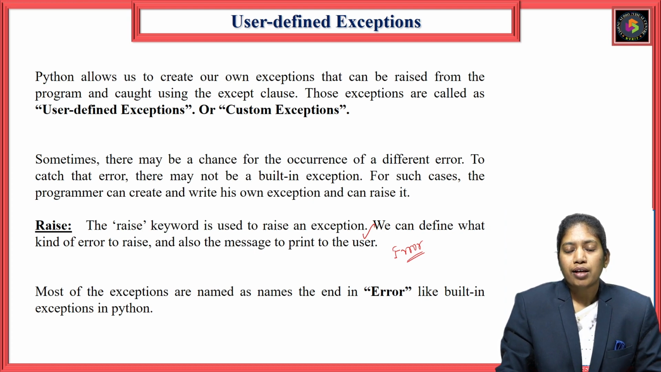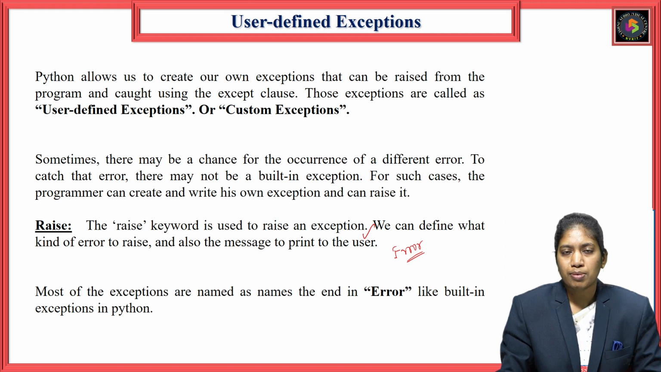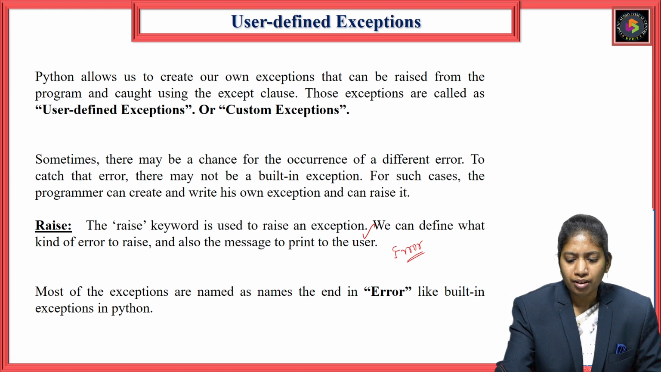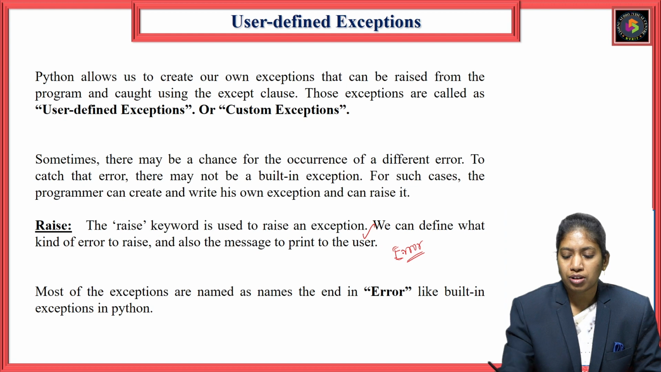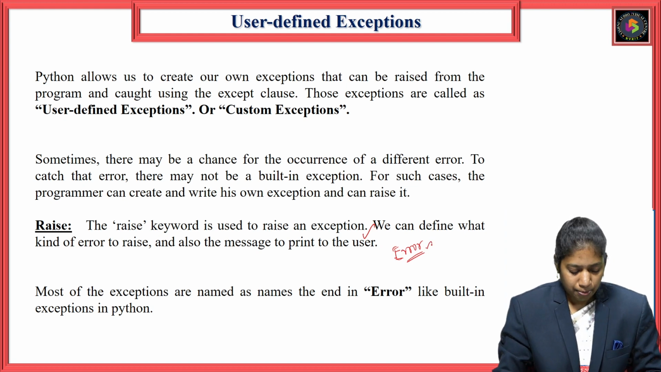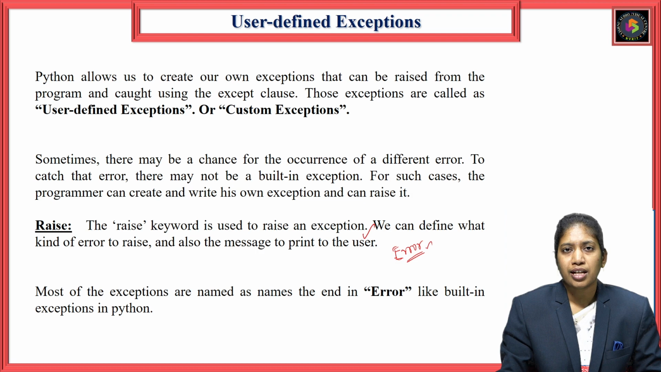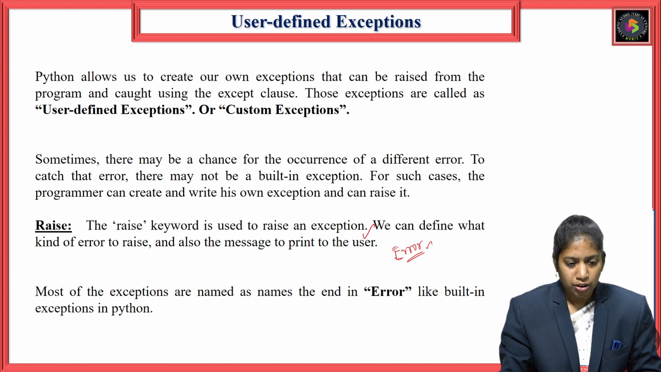User-defined exceptions are also called custom exceptions. Python is allowing us to create our own customized exceptions. The name given for the exception depends on the programmer. The programmer can give any name to the user-defined exception, but that needs to be mentioned in the except class. Some programmers follow the convention that the name ends with error, like built-in exceptions. Generally, built-in exceptions include zero division error and attribute error.